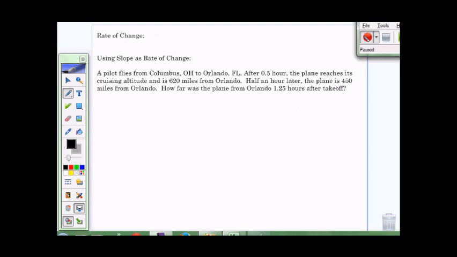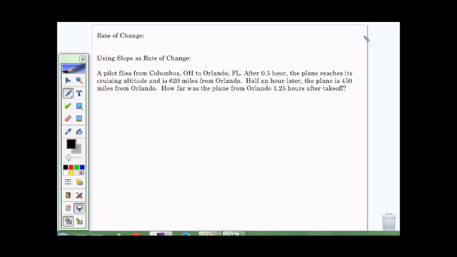Right, so if you're talking about a slope and a rate of change, same idea. So we're going from Columbus, Ohio to Orlando, Florida. Okay, cool. It's a football team. Is it football? Awesome. Cool. Good to know that there's a difference between the two, football and baseball and basketball and stuff.